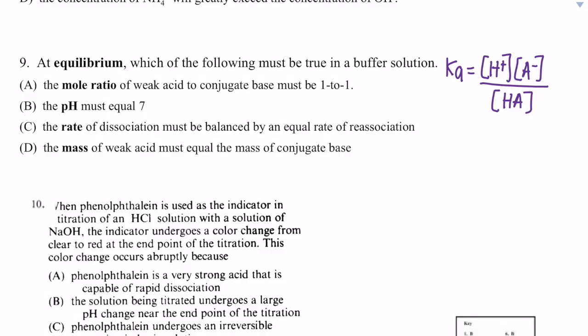Number 9. At equilibrium, which of the following must be true in a buffer solution? At equilibrium. So let's go through the various options. A, the mole ratio of weak acid to conjugate base must be 1:1.